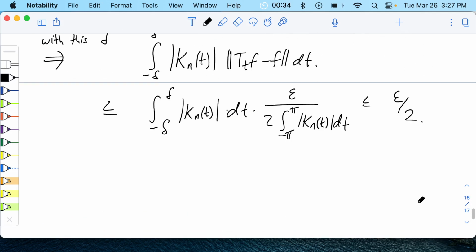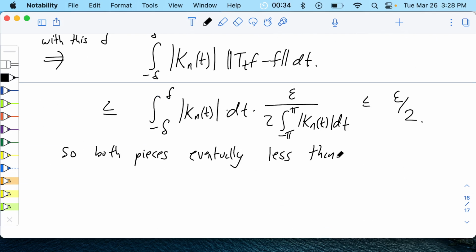Okay. So both pieces eventually less than epsilon over 2. Okay. Questions or comments about this one?